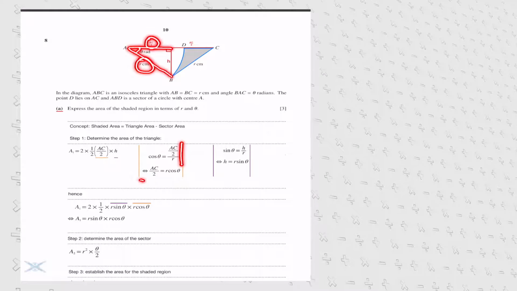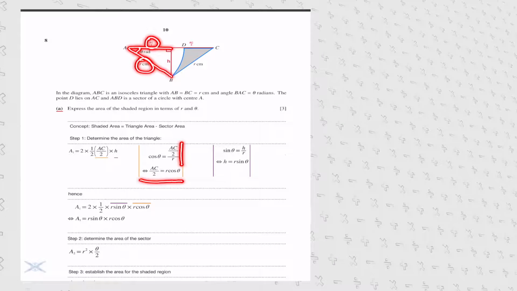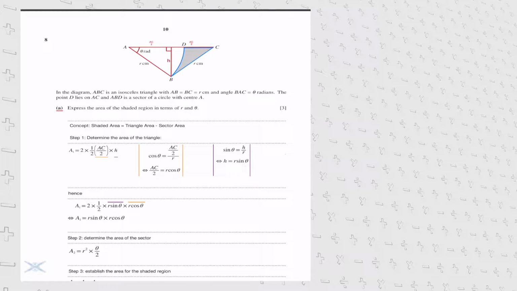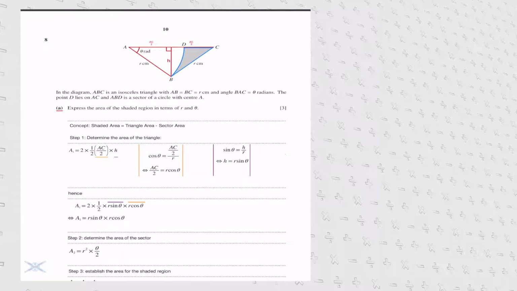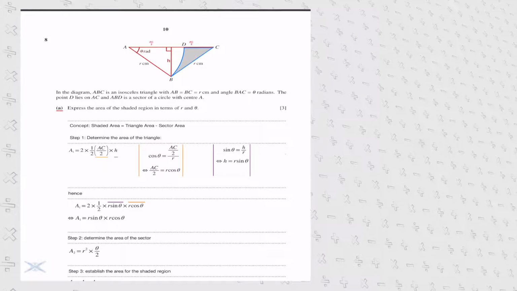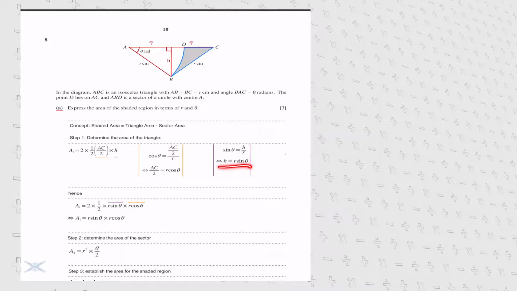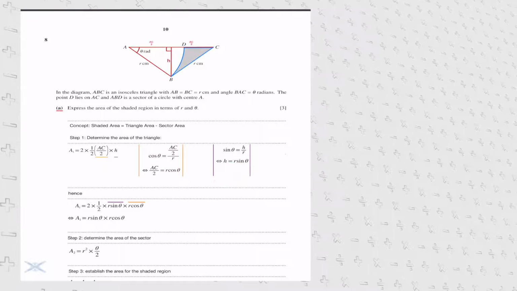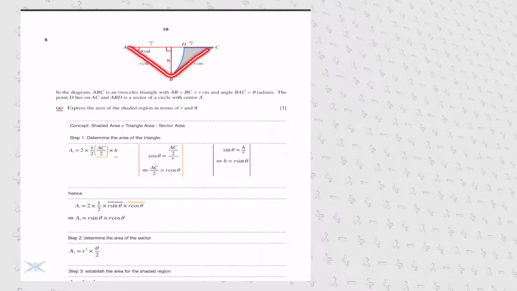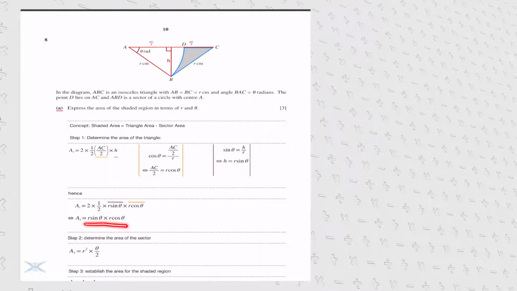And after rearranging this equation for AC over 2, we will be able to replace it with the expression r multiplied by cosine theta. Similarly, h can be calculated using sine, since the opposite side divided by the hypotenuse equals sine theta, and rearranging this expression will help us in replacing h with r multiplied by sine theta. Since 2 multiplied by 1/2 equals 1, the area of the isosceles triangle is represented by the expression r multiplied by sine theta multiplied by r cosine theta.